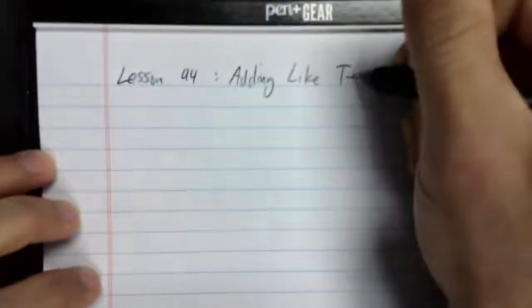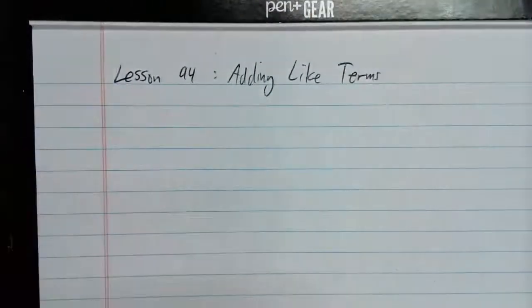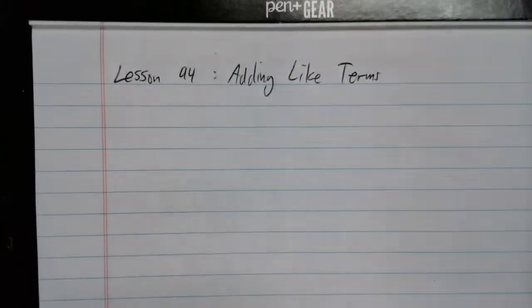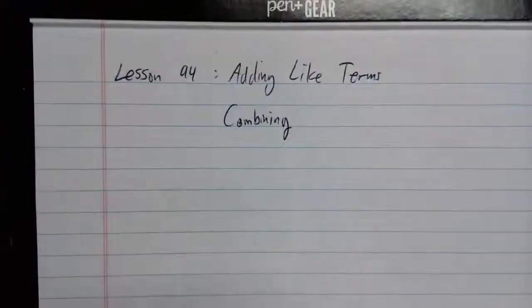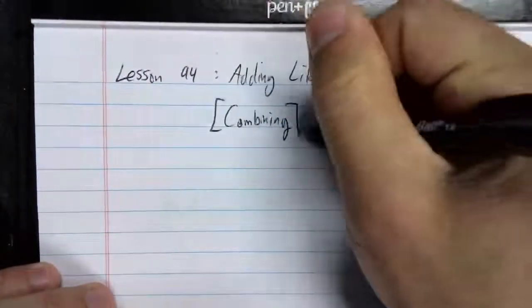Here we go. If you have highlighters, you may want to get them out. Lesson 9.4, adding like terms. Now look, guys, why doesn't it say subtracting? Because adding can be converted to subtracting if you add a negative. So really, what you're going to think when you see this, what you do with like terms, is we're going to be combining. Combining is like an umbrella word. You add or subtract based on what is present. But we're going to be combining like terms.